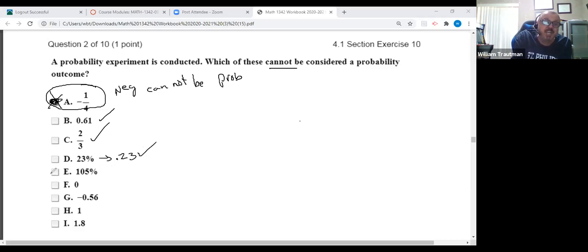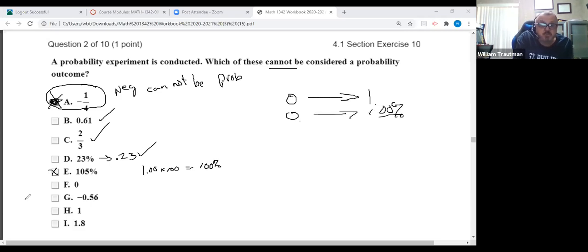105%, no. You can't have the decimal 1, when you multiply it by 100 and change it to a percent, be more than 100%. The probability has to be between 0 and 1, or 0 and 100%. It can't be more, and it can't be negative. Zero's okay. It cannot be negative, and it cannot be more than 1. So all of these are bad answers.